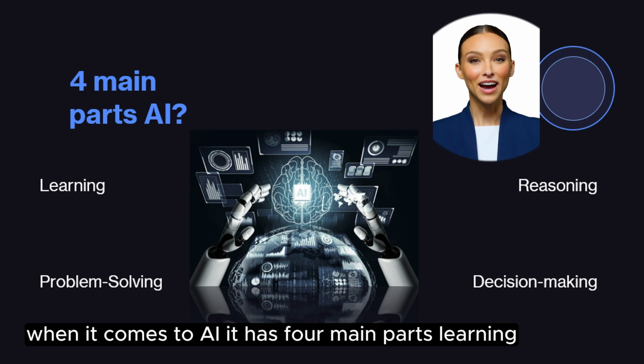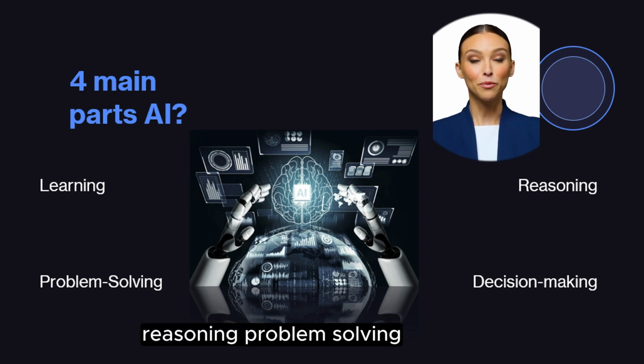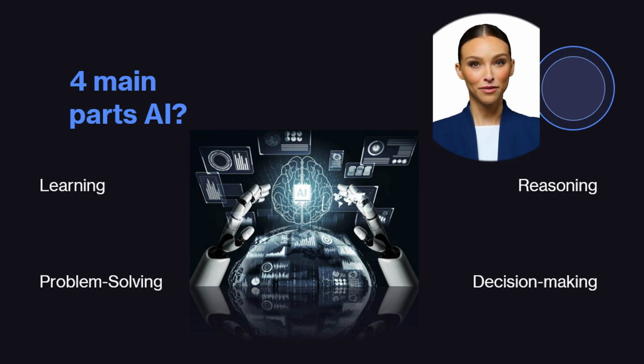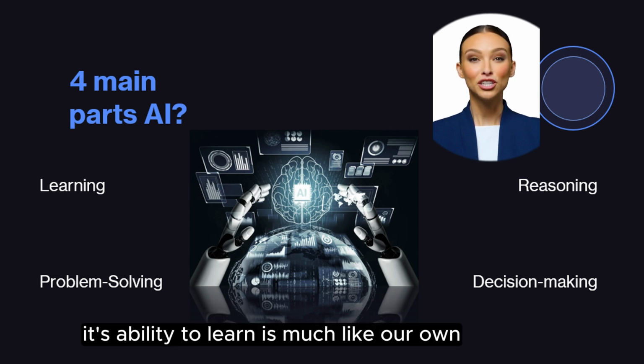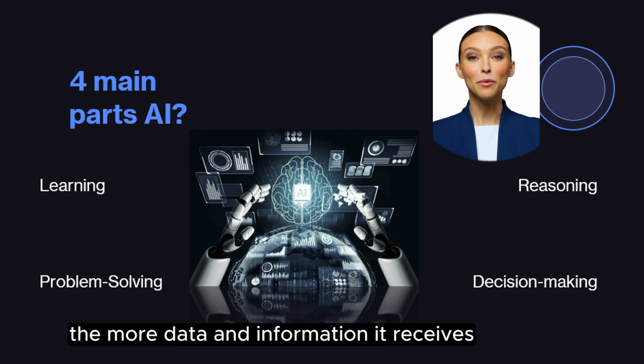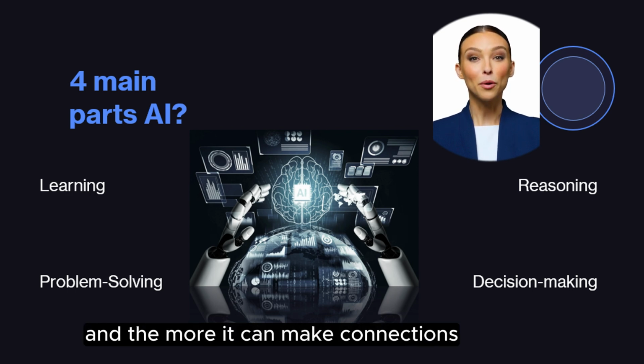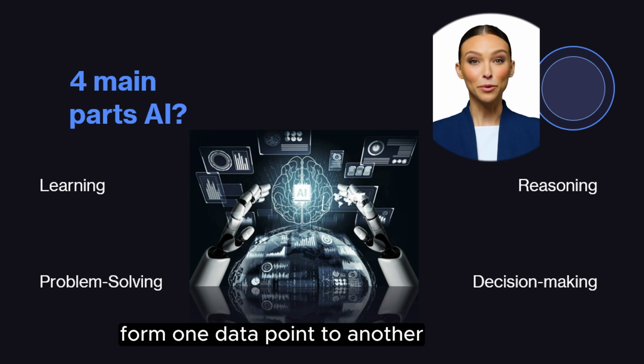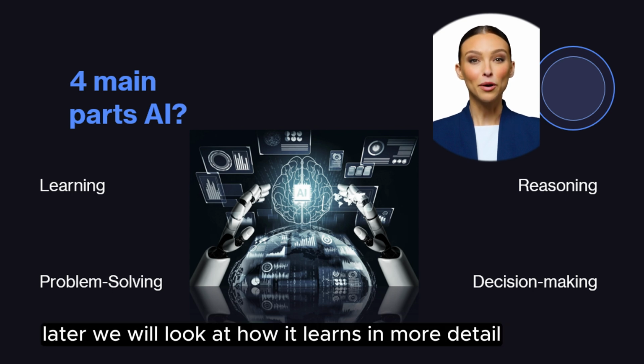When it comes to AI, it has four main parts: learning, reasoning, problem-solving, and decision-making. Its ability to learn is much like our own, in the sense that the more data and information it receives, the more it can draw from, and the more it can make connections from one data point to another. Later, we will look at how it learns in more detail.